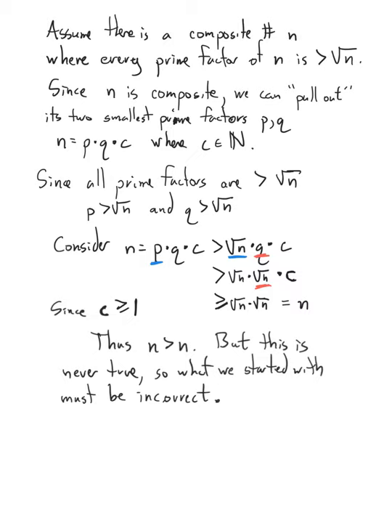So if we do assume there was this counterexample, a composite number where all the prime factors are greater than its square root, then we get that n is greater than itself. And since that, of course, never holds, what we assumed must be wrong. There must be no counterexamples, so the original statement must be true.